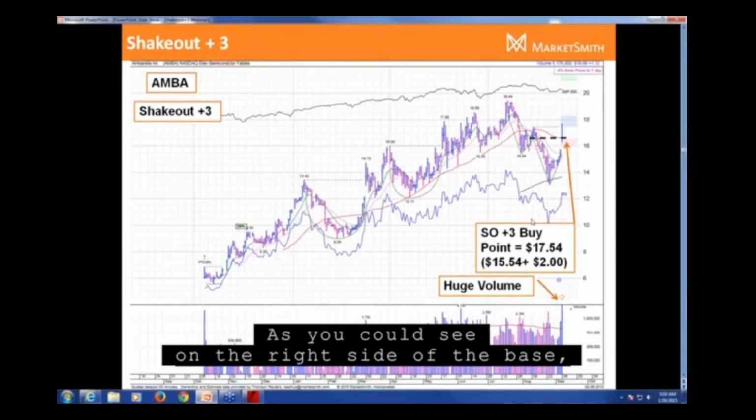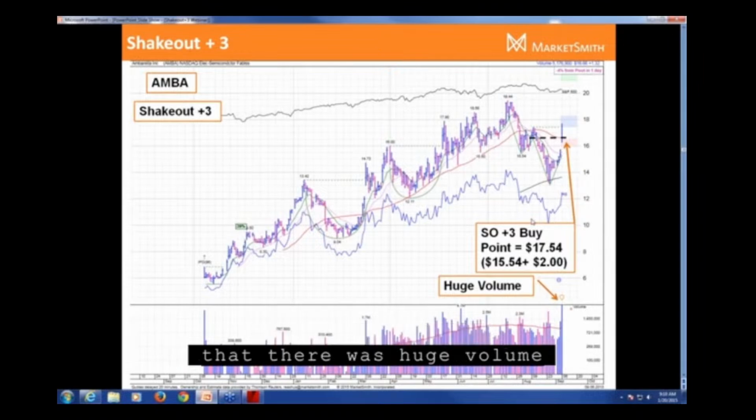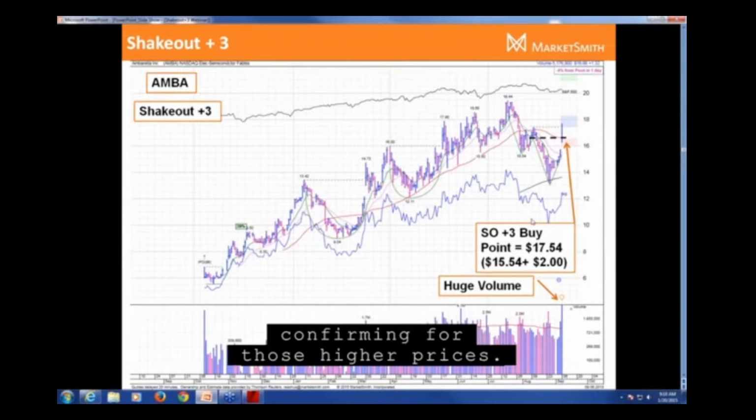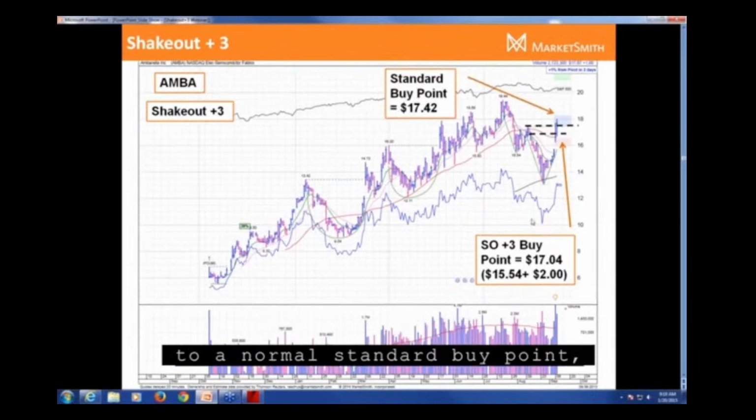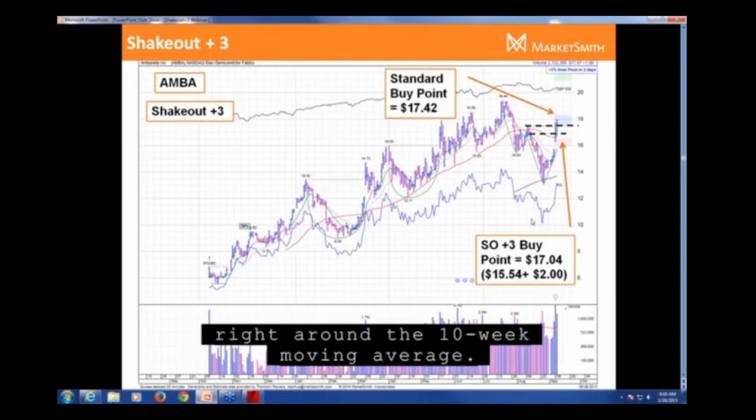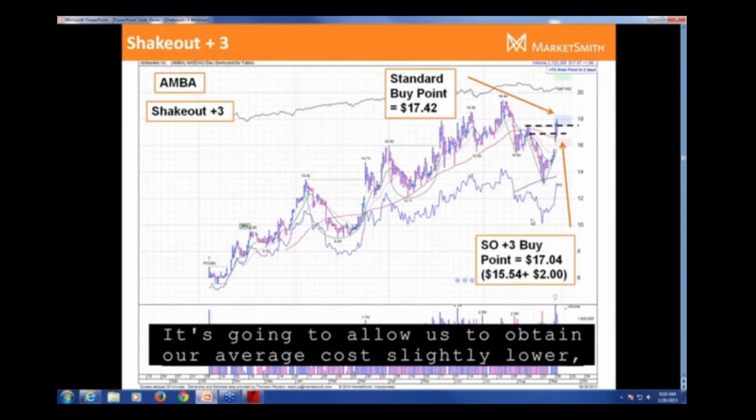As you can see on the right side of the base, there was huge volume confirming for those higher prices. And if we compare the Shakeout plus 3 buy point to a normal standard buy point, we could see it's going to get us in right around the 10-week moving average. It's going to allow us to obtain our average cost slightly lower.